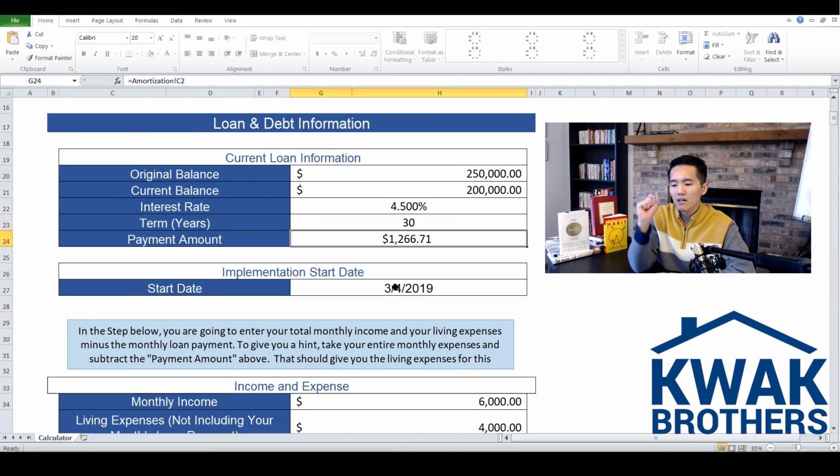Payment amount should be calculated for you as long as you got the original balance, interest rate, and the term amortization period correct. This payment amount, guys, is principal and interest only. If you're doing this on a mortgage, taxes and insurance are not included in that payment amount because taxes and insurance should not be affecting your balance at all. Those are just operating expenses. Taxes go right into your municipal government. Insurance goes to, of course, insuring the liability of your home. So the payment amount of $1,266.71 for this example is only principal and interest.